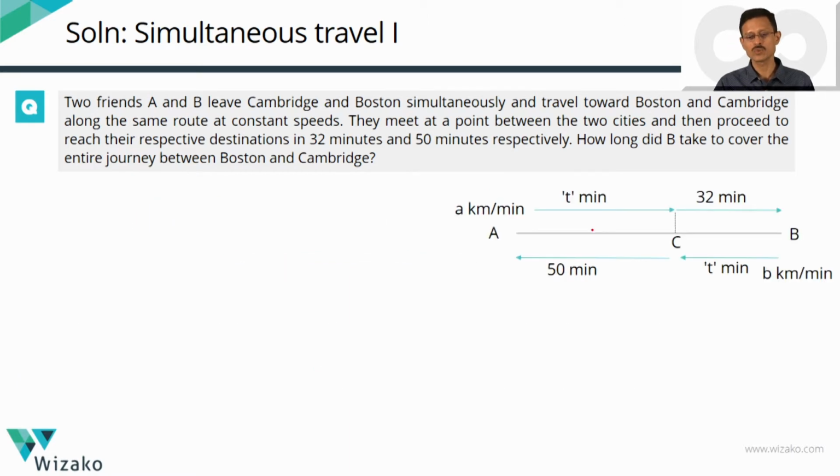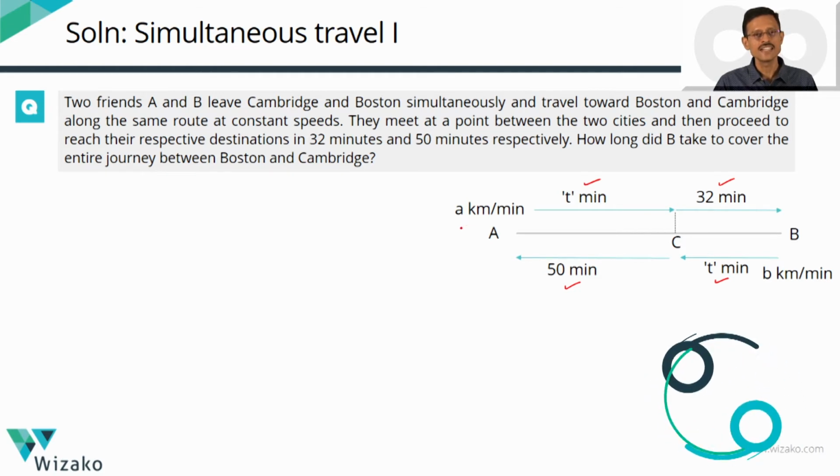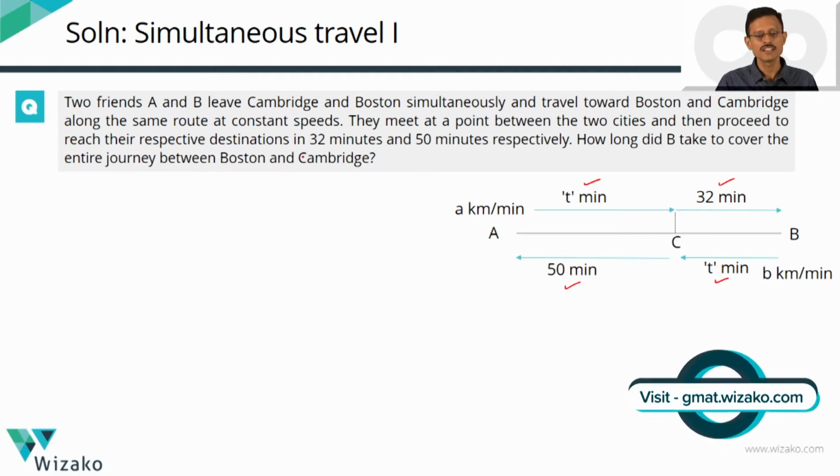So let's quickly see this once more. The time taken to reach the meeting point for both A and B is t minutes. After meeting, A takes 32 minutes to reach the destination. After meeting, B takes 50 minutes to reach the destination. The assignment of variables is A travels at a kilometers per minute at a constant speed throughout the entire distance, and B travels at a constant speed of b kilometers per minute for the entire distance.